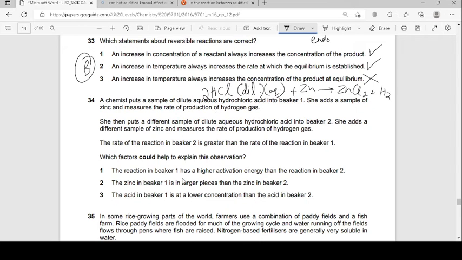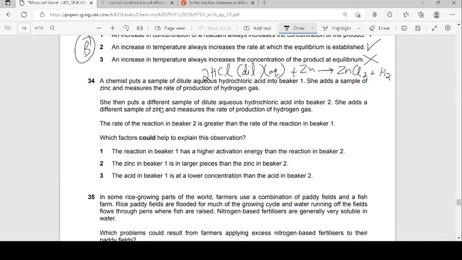She then puts a different sample of aqueous hydrochloric acid into beaker 2. She has a different sample of zinc and measures the rate of production of hydrogen. Now, we don't know how the samples are different. Different means it could be a different concentration, a different volume. It's different in some way.